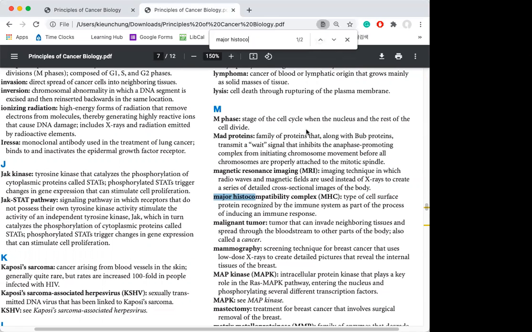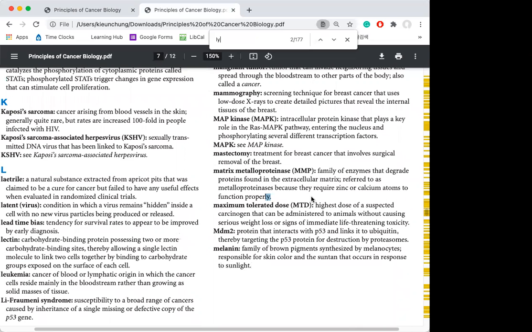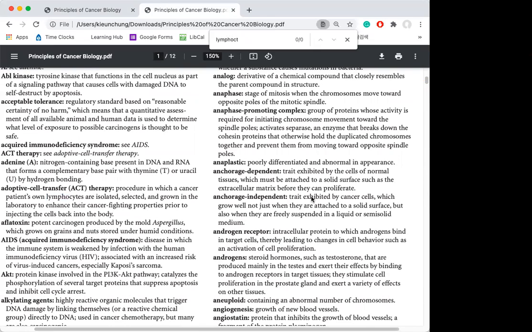Major histocompatibility complex, MHC, type of cell surface protein recognized by the immune system as part of the process of inducing an immune response. Lymphocyte.